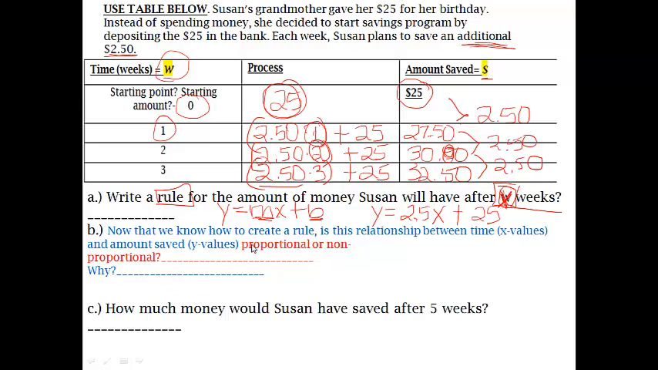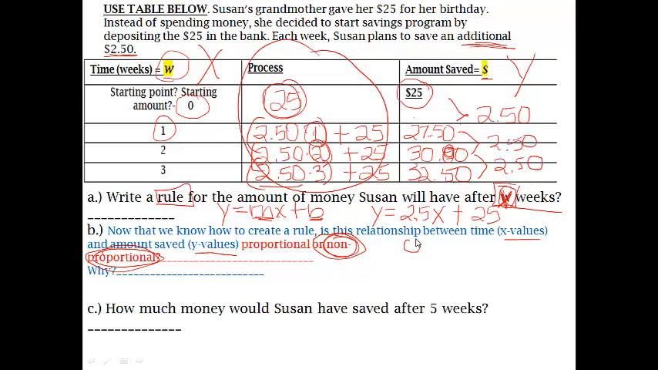Okay, now that we know how to create a rule, is this relationship between time, our x values, and amount saved, our y values. So in reality, we did an x, y chart. I added this in here to make you see what you're doing. Okay, so is this proportional or non-proportional? And how do we know? Well, it's non-proportional, because I told you we were learning something new this week because you've already learned proportional, but it's non-proportional because, why? Well, first I see that it does not start at 0, 0, does it?